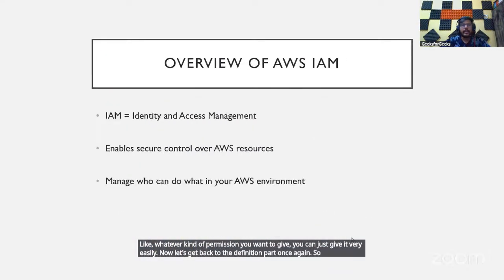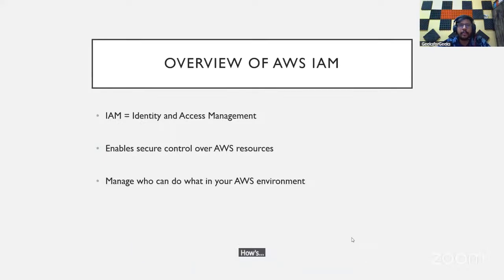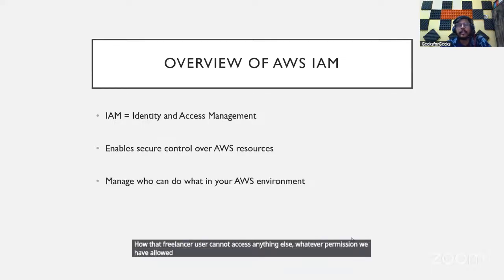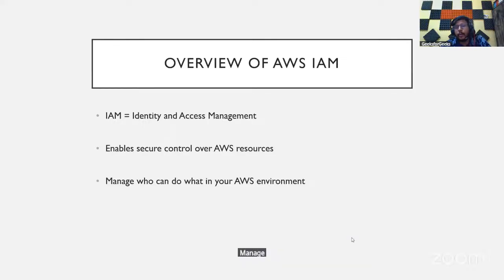IAM stands for Identity and Access Management, which helps you enable secure control over AWS resources. You can see how that freelancer user cannot access anything else. Whatever permission we have allowed, only those things can be done. Manage who can do what in your AWS environment. This is what AWS IAM is all about.